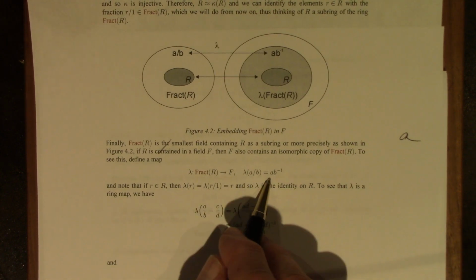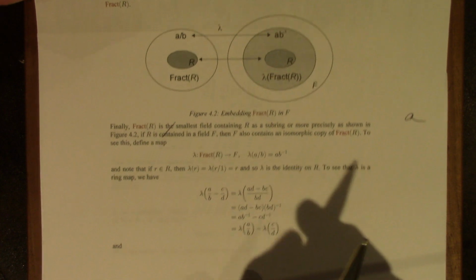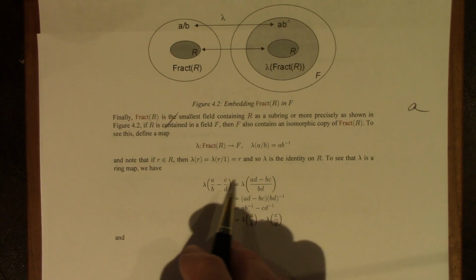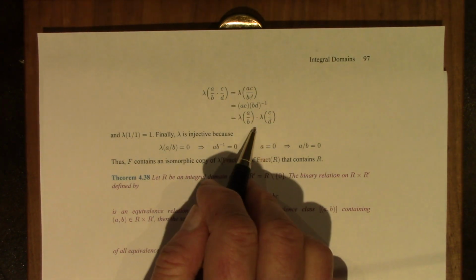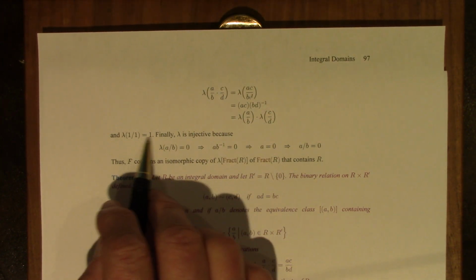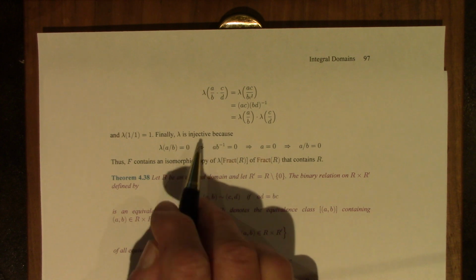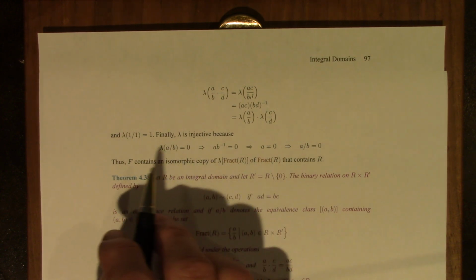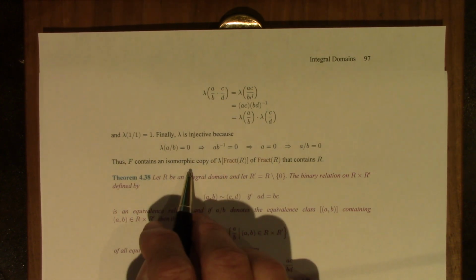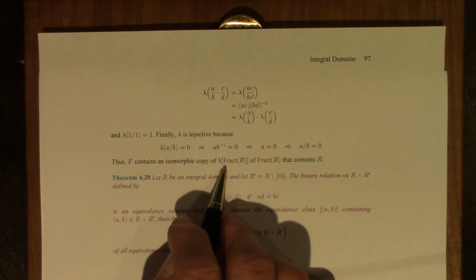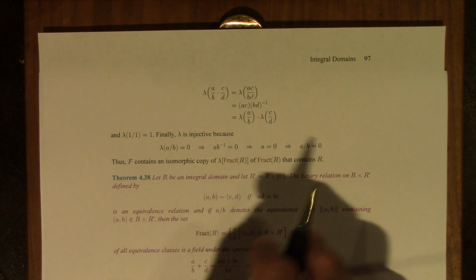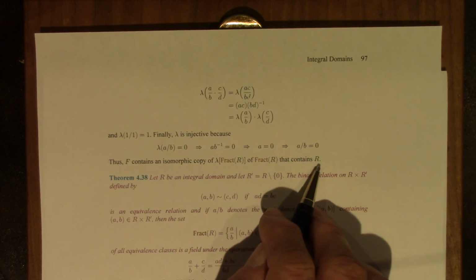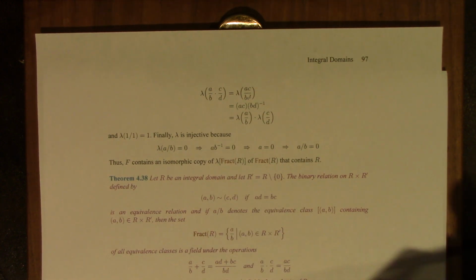This map lambda then is a ring map. There's the multiplication, mapping the identity to the identity. It's injective, and so F does in fact contain an isomorphic copy of fract R that contains R. And this is a summary of what we've discussed.